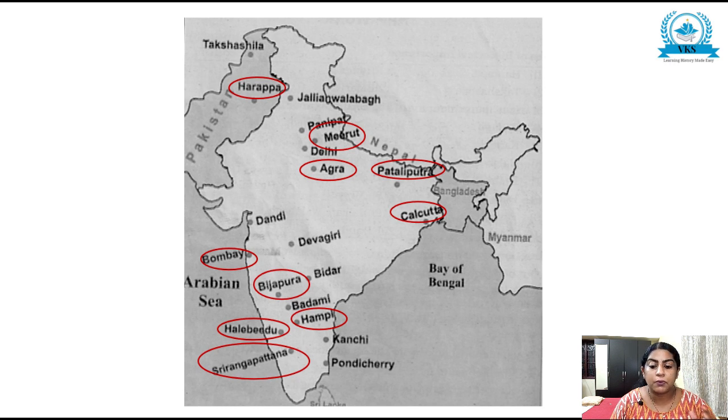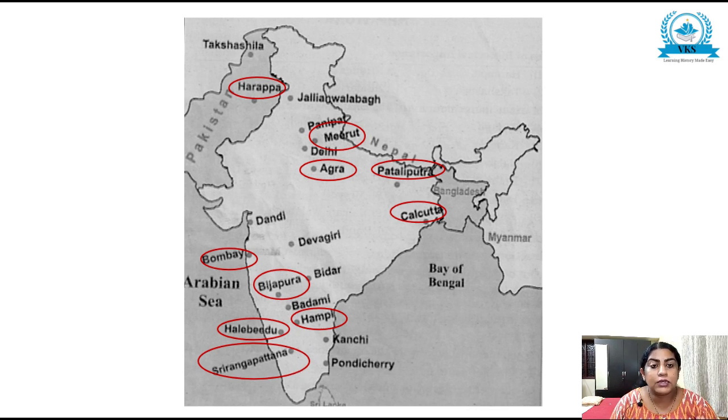So let us see which places are asked in this model paper. The places asked are Harappa, Meerut, Agra, Patliputra, Calcutta, Bombay, Bijapura, Halebeedu, Hampi and Srirangapattana. I have marked the places in the map.